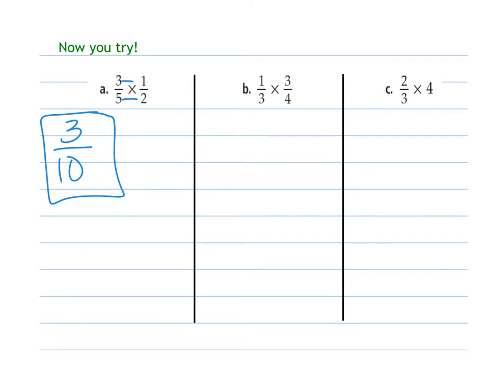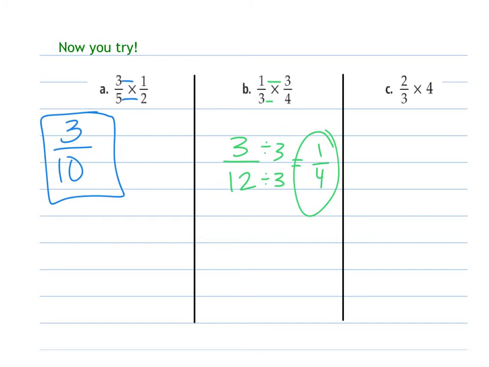Next one, 1/3 times 3/4, multiply tops. 1 times 3 is 3. Multiply bottoms. 3 times 4 is 12. I know I can divide both of these by 3, which would be 1/4. That is in simplest form.